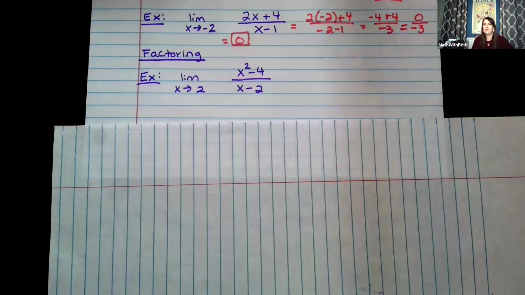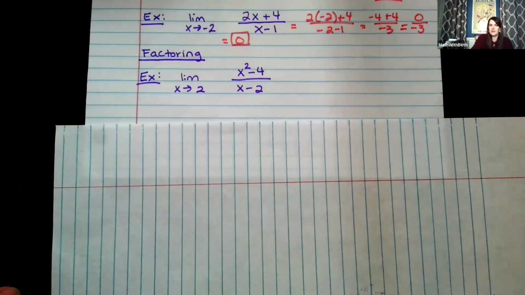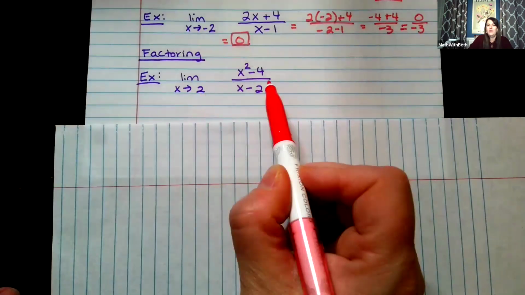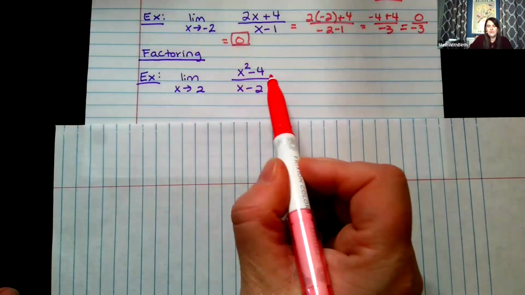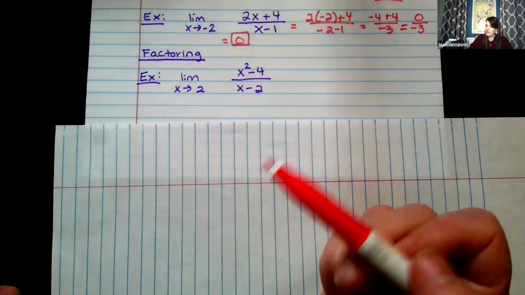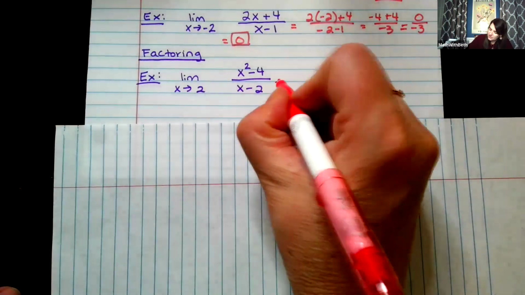All right, so first time we have an issue, one of the methods that might help us is factoring. So does everyone hopefully see that if we were to plug a 2 into this problem, we would get 0 on top, which is fine, but we would also get 0 in the bottom, and that's a problem. 0 in the bottom of a fraction means it's undefined. So this is an issue.